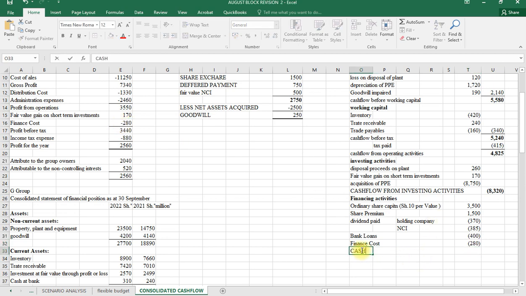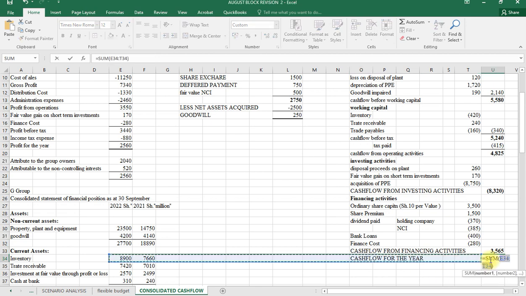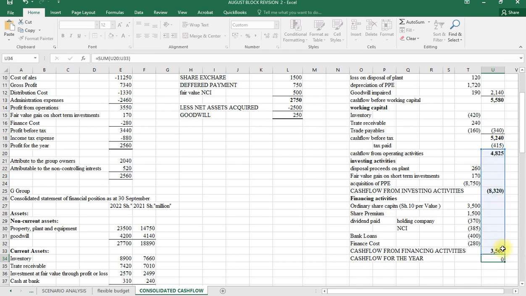We get the cash flow from financing activities. Cash flow from financing activities, I equals, and I'll add this sum, enter, and I will bold this value. So I had that value. Then cash flow for the year comprises the three of them here, and I will enter. So the cash flow for the year was 70. I'll put the top border, and I'll bold that.